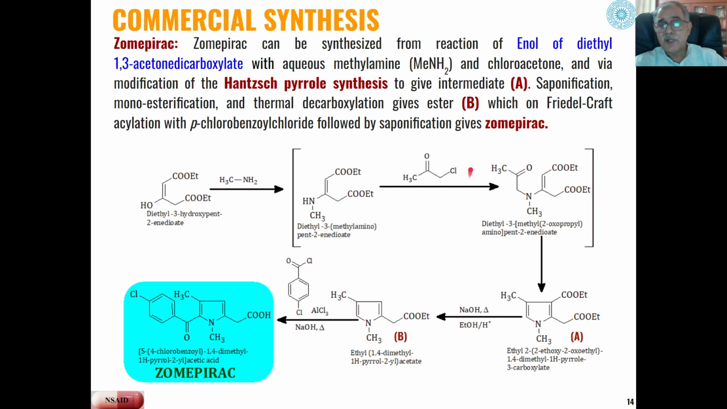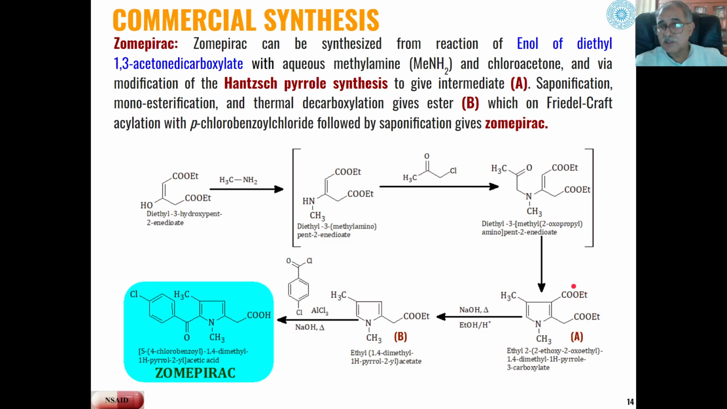So this when reacted with chloroacetone will give us this type of diethyl 3-methyl 2-oxopropylamino pentene dioate. This diester is formed. Then this undergoes cyclization through this condensation. This will attack this carbon. O from here and H2 as water will be removed, and we will get this type of pyrrole ring synthesized.